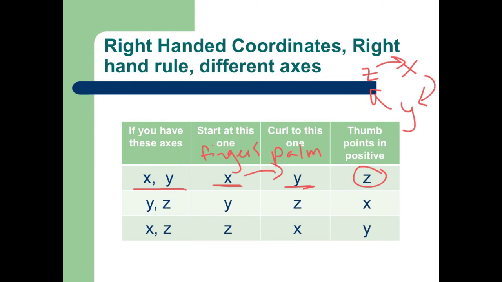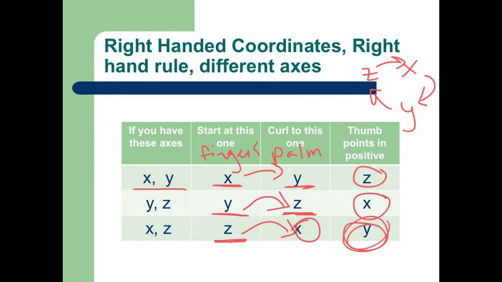And similarly, if you start at Y, facing your palm towards Z so your fingers can curl from Y to Z, then your thumb is going to point in the X direction. And if you start at Z with your palm facing X and you can curl your fingers from Z to X, then you end up computing Y.